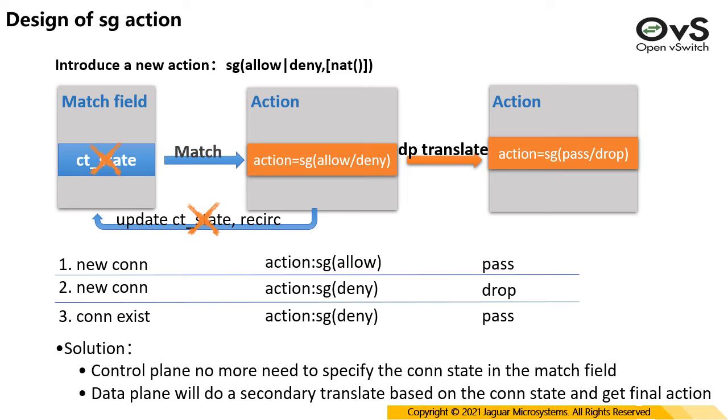Thus, the control plane no longer needs to specify the connection state in the match field and can put other actions together with the SG action. The datapath will have more information on how to deal with the packet. No more need to recirculate to do the match again. Thus, multiple actions can be unified into one flow rule, and we leave the SG action to the datapath, which will do a secondary translation based on the connection status.